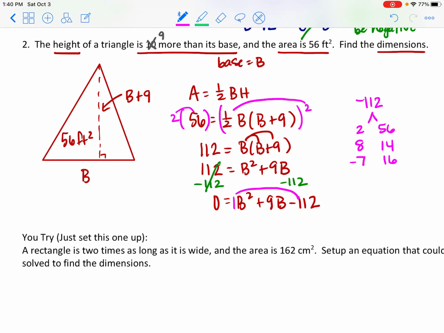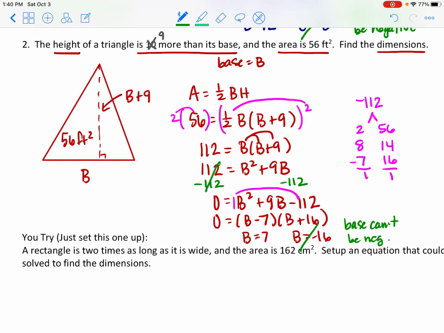So we're going to make the 7 negative, and dividing by 1, we see that this factors into 1b minus 7, and then 1b plus 16. So that means b equals 7, and then b equals negative 16. So 7 and negative 16 are our two solutions, and without context we would keep them both. But here, we're not going to have two bases for one triangle, and we know that our base can't be negative. So we're going to exclude that answer, which means that our base is going to be 7.